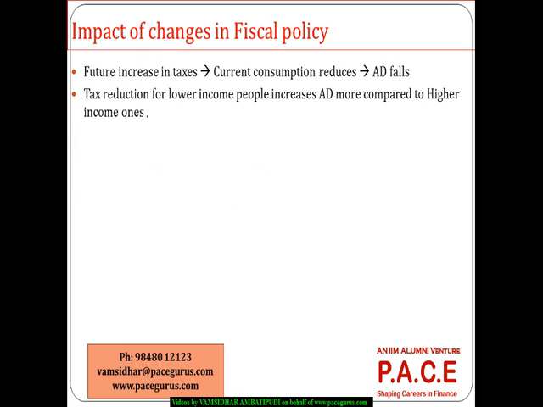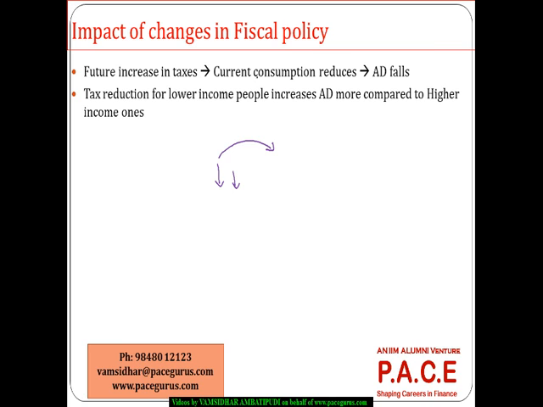And any changes in the fiscal policy, right? If at all we are expecting that in the future taxes are going to be up, people are going to stop consumption today. The aggregate demand is falling, immediately resulting in the prices coming down. So inflation is getting controlled.